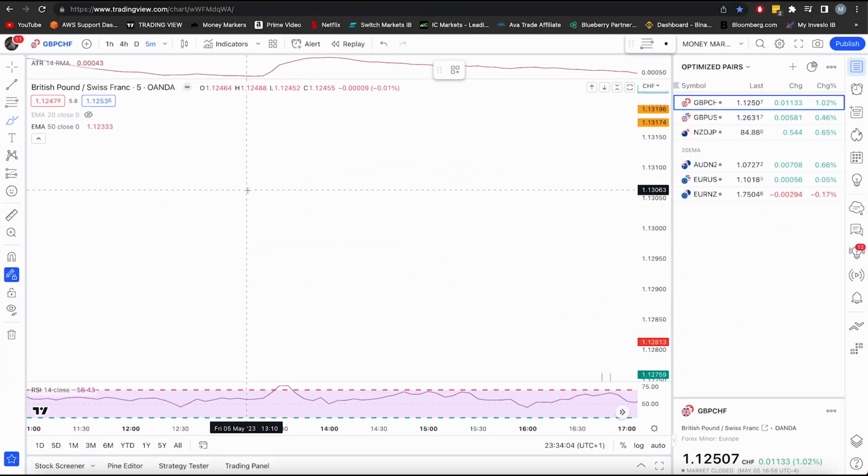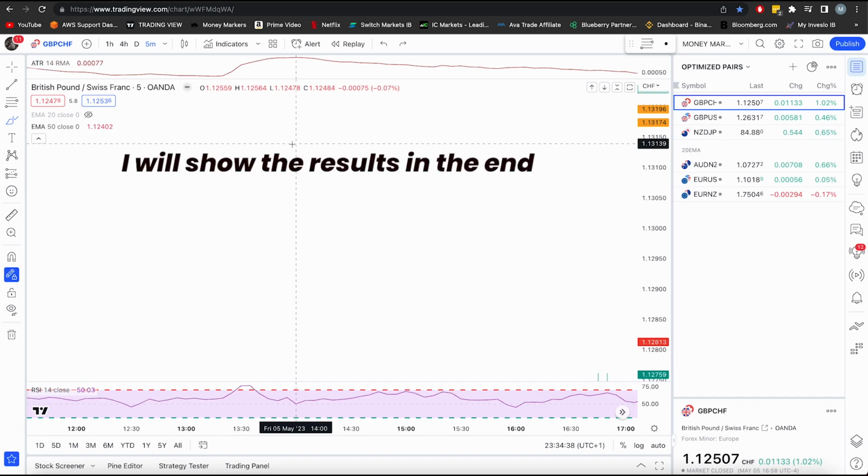Right traders, if you have followed me for a couple of months or a year, then you know I have 4 factors which I always advise you to follow if you want to become a profitable or successful trader. And these are the factors which I'm going to implement in this scalping strategy.